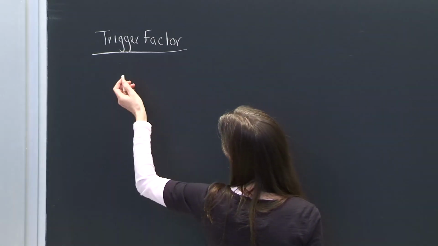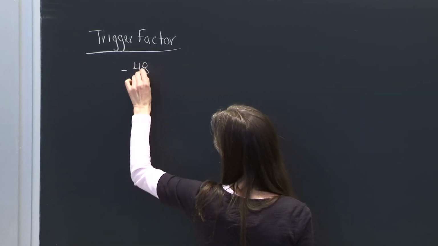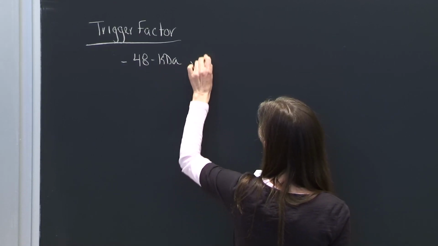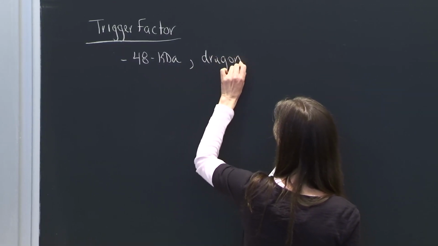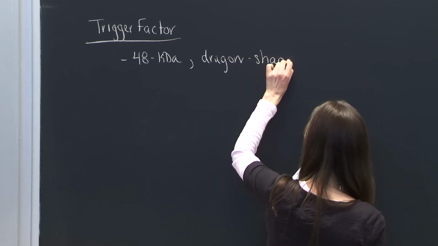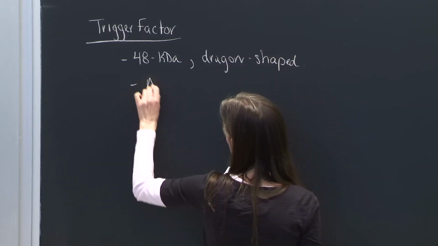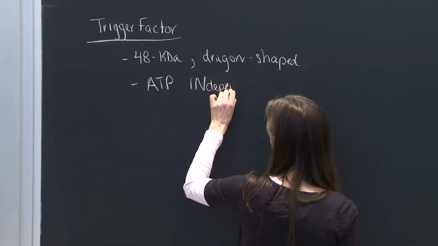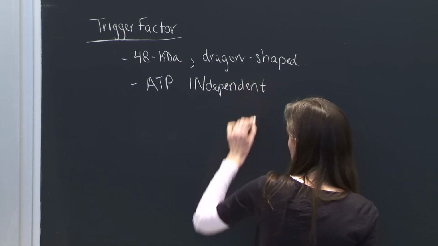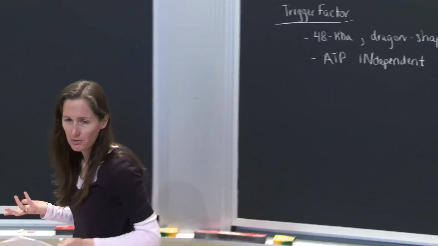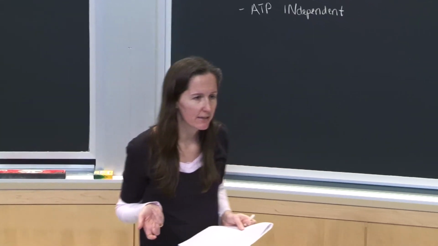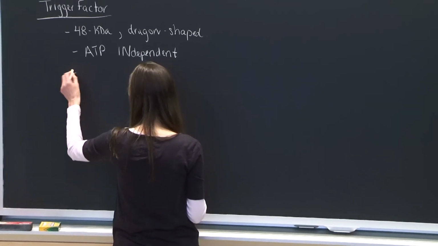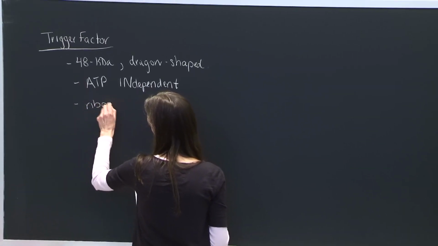Okay, so when we think about trigger factor, what you want to think about is a protein of about 50 kilodaltons that's shaped like a dragon. Okay, this is ATP independent. So what I said earlier about low and high affinity states and switching between these states being driven by ATP binding and hydrolysis, that does not apply for trigger factor. It's the exception in what will be presented in this course. And it's associated with the ribosome.